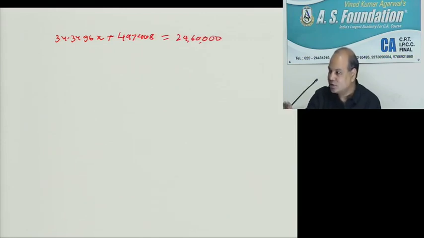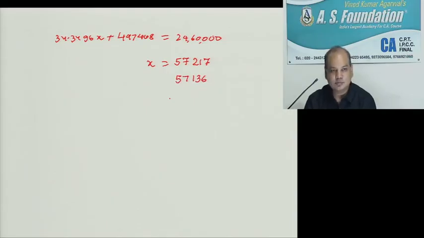Yes, now you answer. 57,217. You? 57,136. Okay, that is okay. This is enough. Either of the two is right. 47,000 you have to reach.